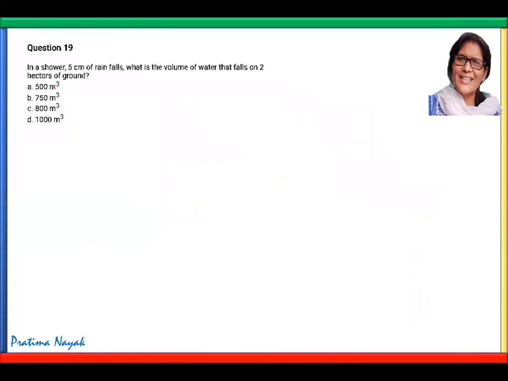Question number 19. After a shower, 5 centimeter rain falls. What is the volume of the water that falls on 2 hectares of ground? 2 hectares of ground area is there, and on it there will be 5 centimeter of rainfall. So what will be the volume of this? That means the base area is 2 hectares.